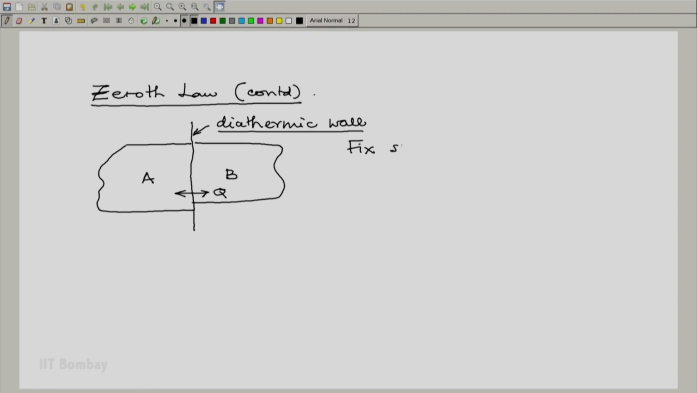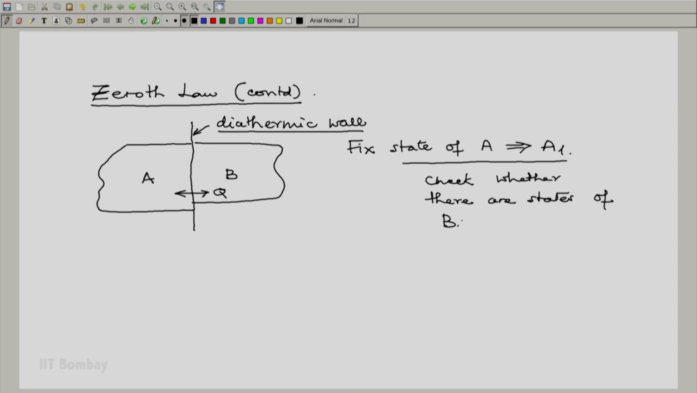We fix state of A to say A1, and for this fixed state of state A1, what we do is check whether there are states of B for which there is no heat transfer with system A in the state A1.